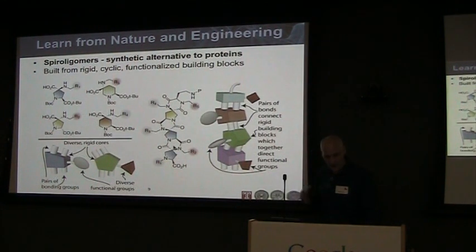And I figured out how to design the building blocks and synthesize them over the course of a couple of years. And now these are the main building blocks that we use. Okay, so the corners here, the vertices, are carbon atoms. They're not labeled, they're carbon atoms, and they're connected to each other through chemical bonds.